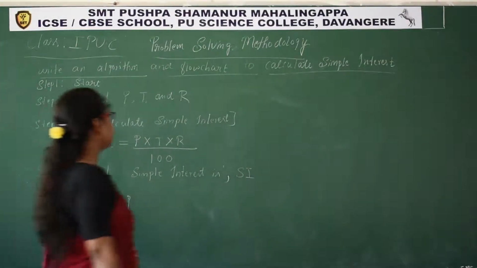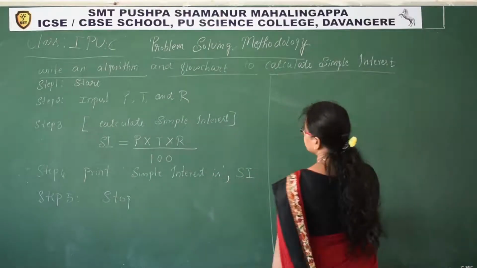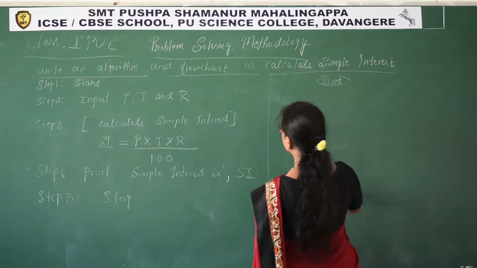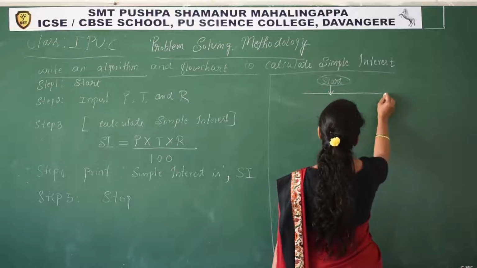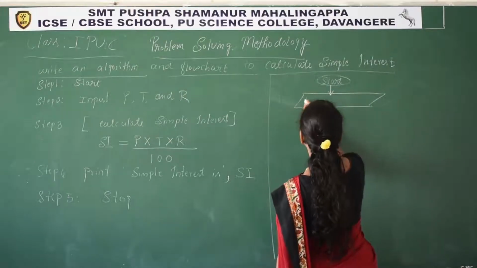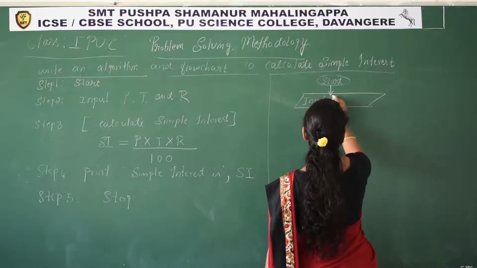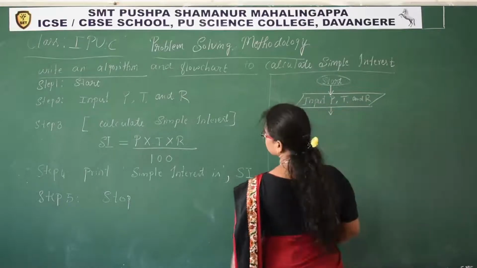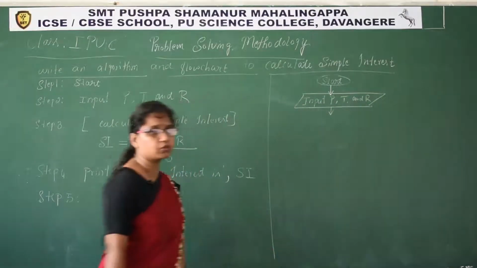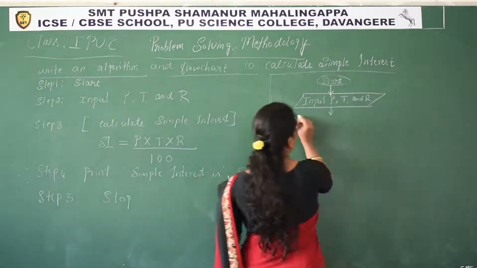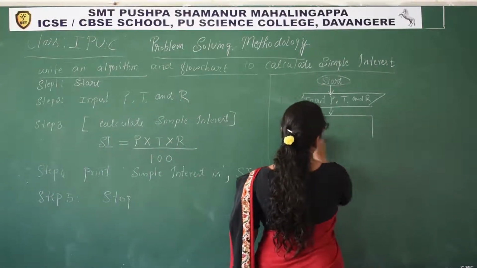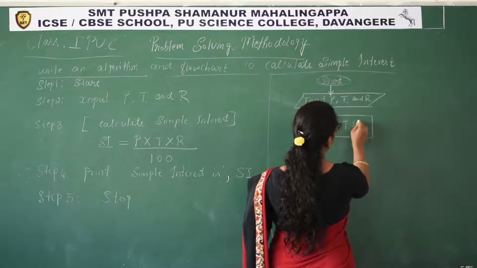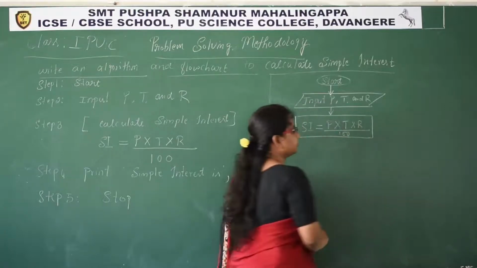Now let us draw the flowchart for this algorithm. Start. Next, input parallelogram: input principal amount, time and rate of interest. Next, the calculation part is there, no? Which symbol should we use to calculate? Rectangle. SI is equal to P into T into R divided by 100.